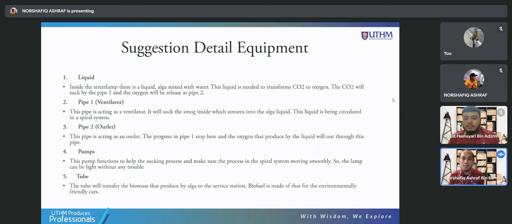Equipment number 4 is the pump. This pump helps the sucking process and makes sure the process in the spiral system moves smoothly, so the lamp can be lit without any trouble. The last one is the tube. The tube will transfer the biomass produced by the algae to the station. Biofuel is made from that for environmentally friendly cars.